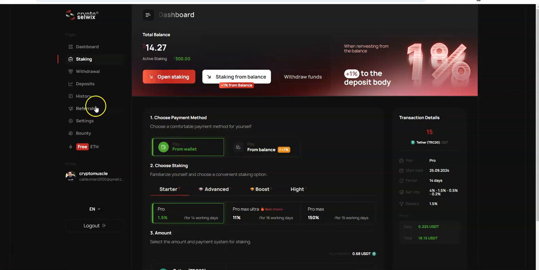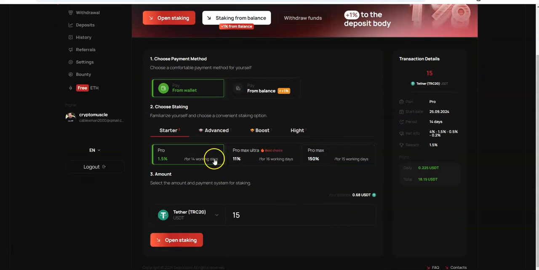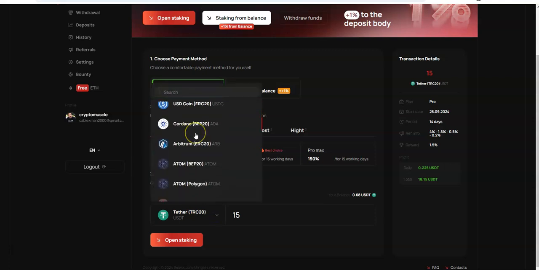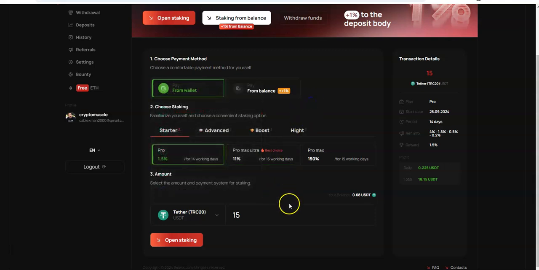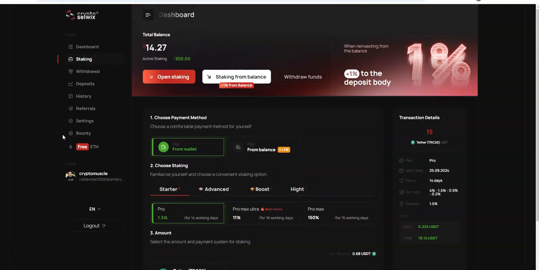So you can see here, for staking, you stake from balance, you have 1%. Pay from wallet, well, you've got to when you first start. And then they show you the plans here, and the different categories. Remember, starter, 1.5, 14 days. And then use the crypto. Look at all the cryptos. They support more than what was just mentioned up front. Look at all the different cryptos. All right, enough of that. Let's go. And then put in the amount, and then open staking. That's how you do it.